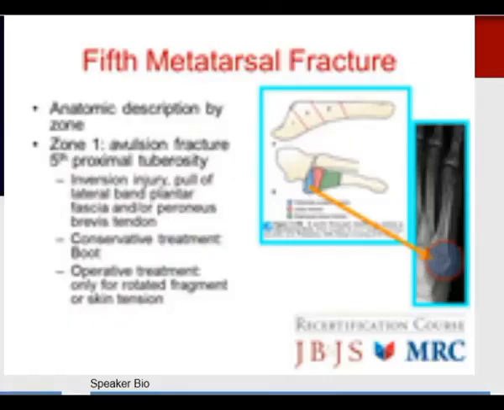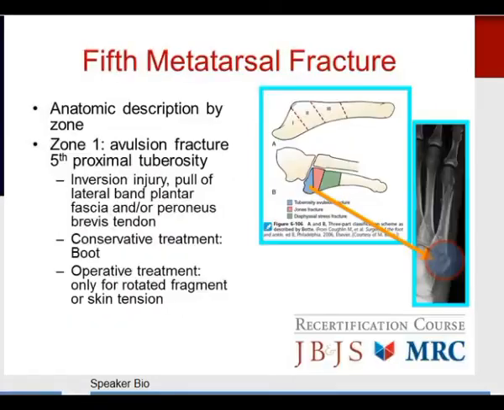Final topic in the forefoot is fifth metatarsal fractures. We know, in fact, there's an anatomic description by zone where these fractures occur. Zone 1 fractures are avulsion fractures, and those occur from some type of tension that is applied to the fifth metatarsal base. It's not normally the peroneus brevis tendon that causes that avulsion. Instead, it's the lateral band of the plantar fascia that pulls that piece of bone off and creates the subsequent deficit.